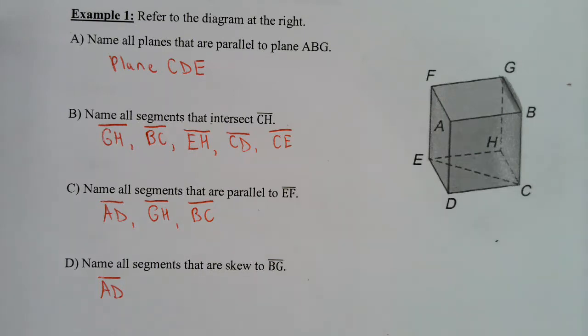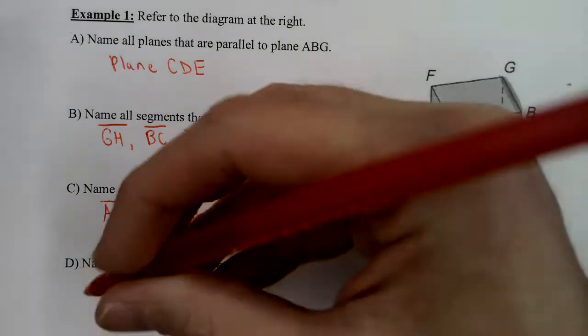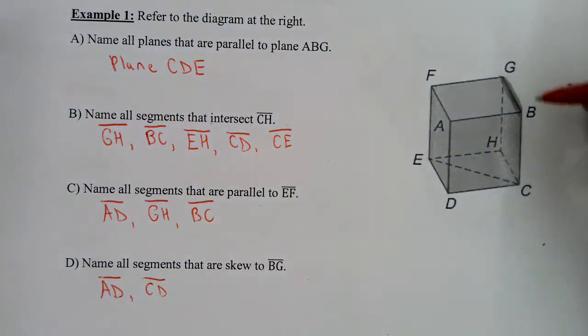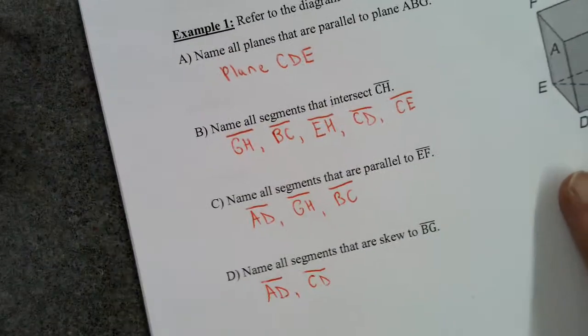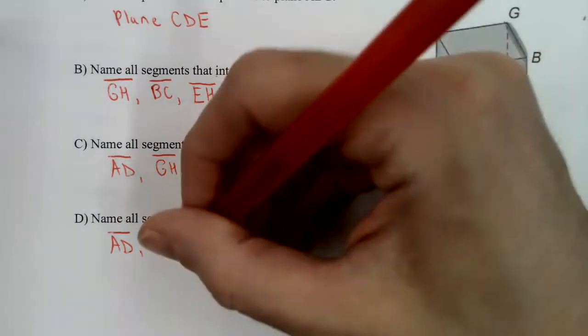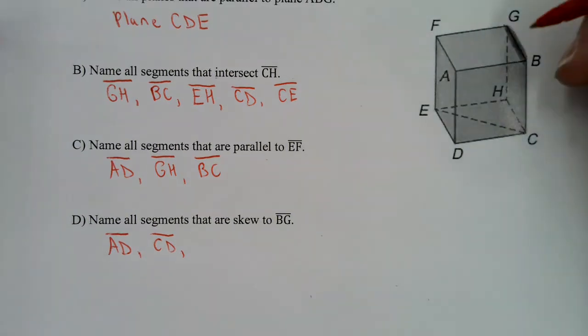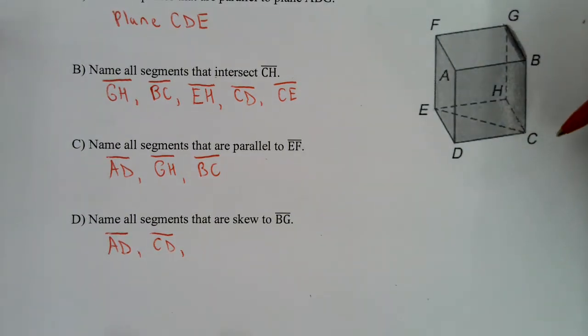Next one I can think of would be segment CD. CD is skew to BG. They're not in the same plane, they don't intersect, and they're not parallel. So CD. So we did AD and CD. The next segment I can think of would be CE.